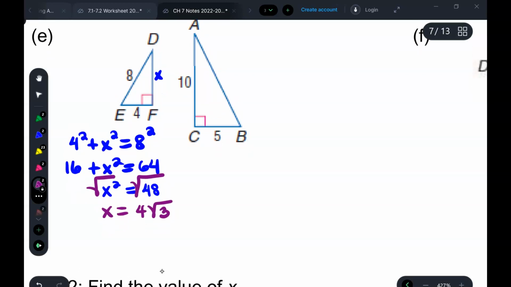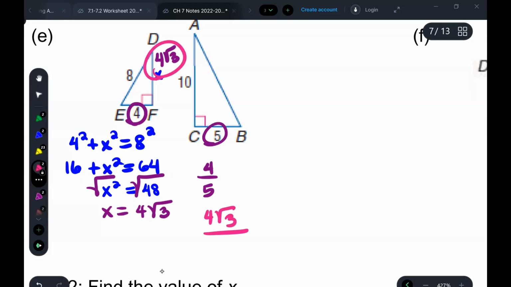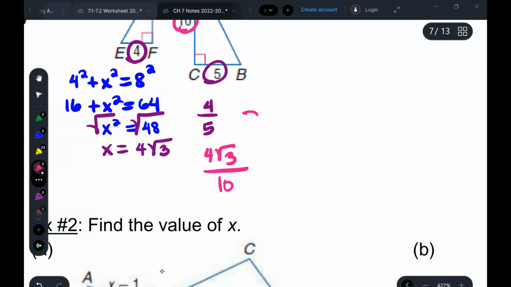How did you do that? We don't know that, because this is 4 root 3. What am I going to compare 4 to? 5. So 4 over 5. I can't reduce that, right? And then I'm going to compare 4 root 3 to 10. Are those the same ratio? No. So these are not equal, so our answer is no.